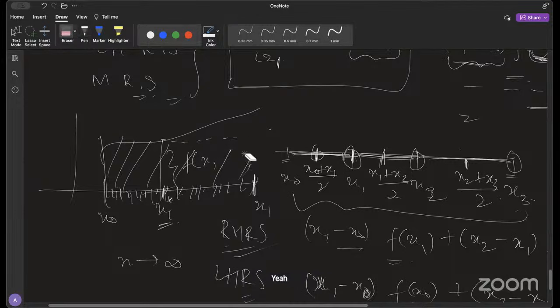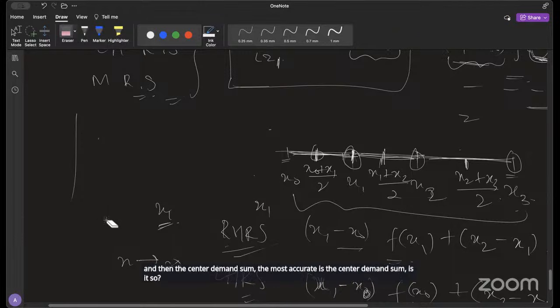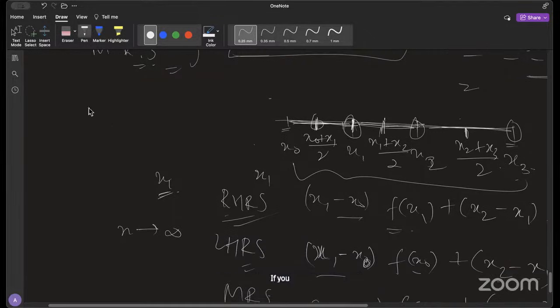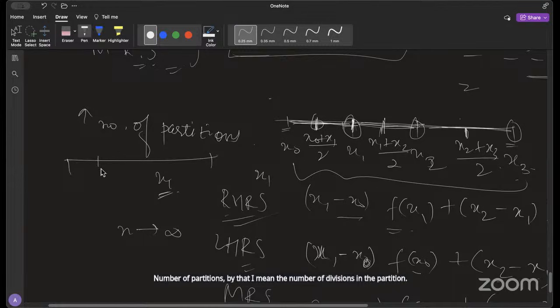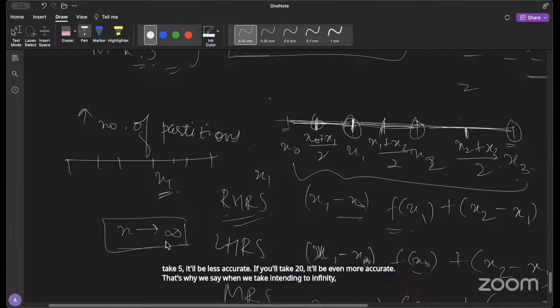Ma'am, among the right hand Riemann sum, left hand Riemann sum, and the center Riemann sum, the most accurate is the center Riemann sum, is it so? No, it depends on the curve and on the number of partitions. If you want accuracy, just increase the number. By number of partitions I mean the number of divisions in the partition. If you take 10 divisions, then your area would be more accurate. If you take 5, it will be less accurate. If you take 20, it will be even more accurate. That's why we say when we take n tending to infinity, our area is the same as the exact area.